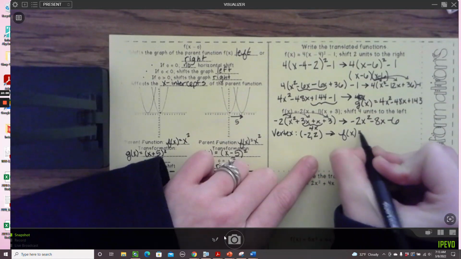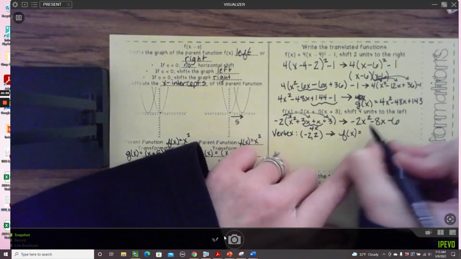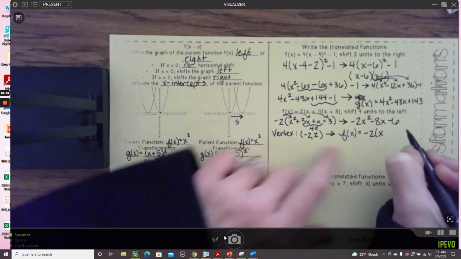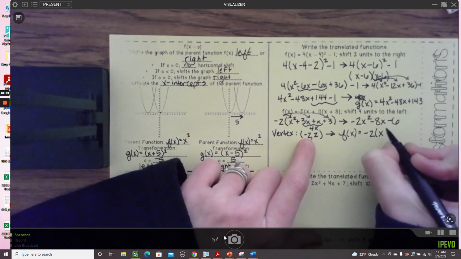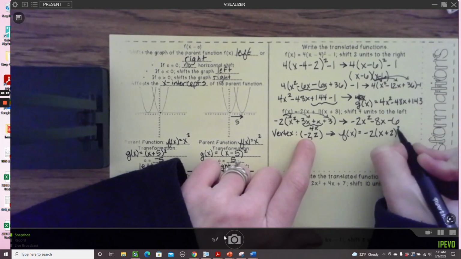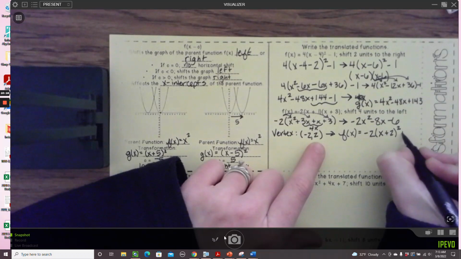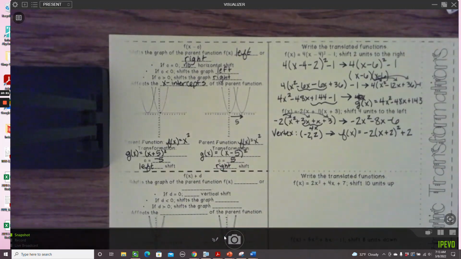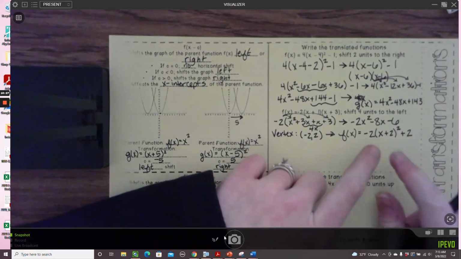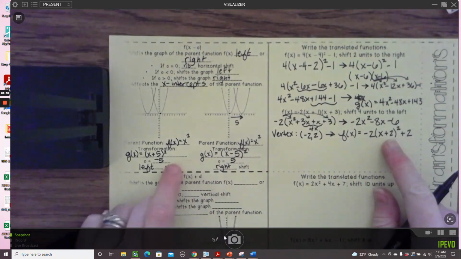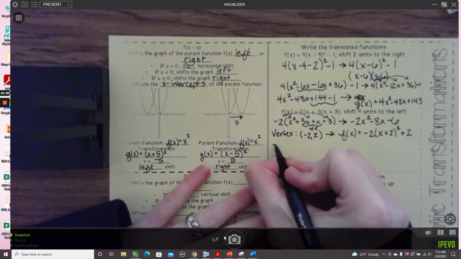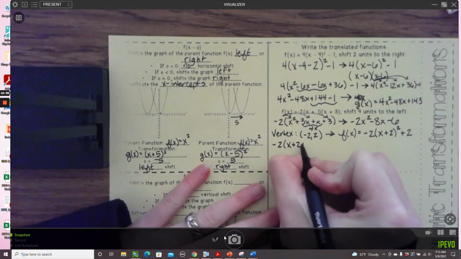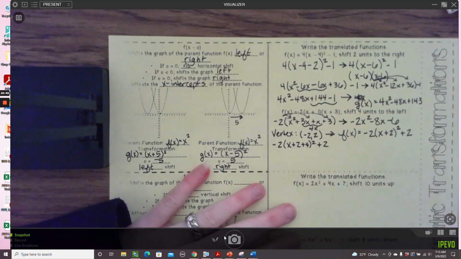So if I want to write this in vertex form, f of x equals, all right, the a value is -2, x minus the x value of the vertex, so if it's a -2, that's x plus 2 squared, and then plus the 2 at the end, okay? So now, I haven't even performed the shift yet. To perform this shift, 4 units to the left, I've got to add a 4. So I'm going to do -2 times (x plus 2 plus 4) squared plus 2.